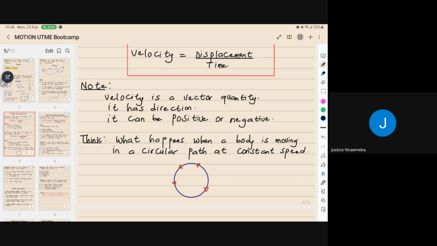Are we together now? Can't see the video. Who again cannot see the video? Okay, you can see it now. All right. Maybe your network entered 2G.